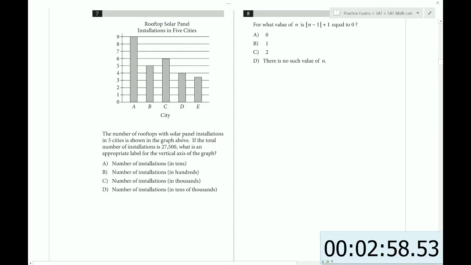The number of rooftops with solar panel installations in 5 cities is shown above. The total number of installations is 27,500. What is the appropriate label for the vertical axis in the graph? Here we're seeing 9, and then 5, and then 6, and then 4, and then looks like 3.5. If we add these up, we get 14 and 6 is 20, 24, 27.5, right? And they're saying that 27.5 is how many thousands that we have. We have a little more than 27,000. So this would be measured in thousands. That's choice C.